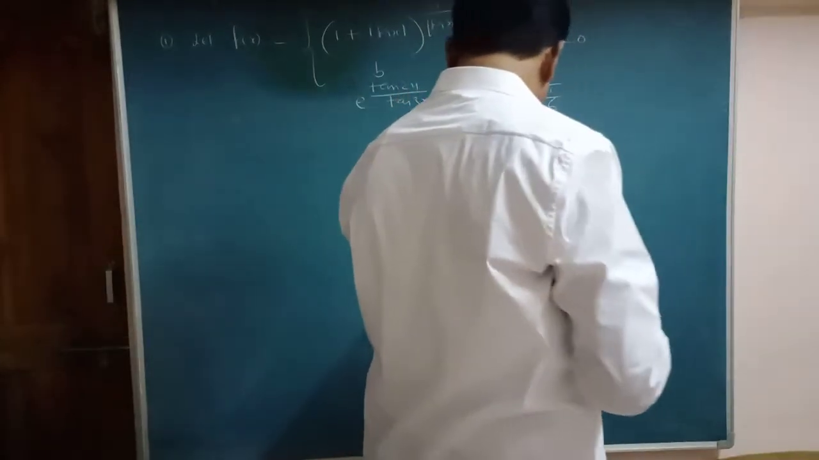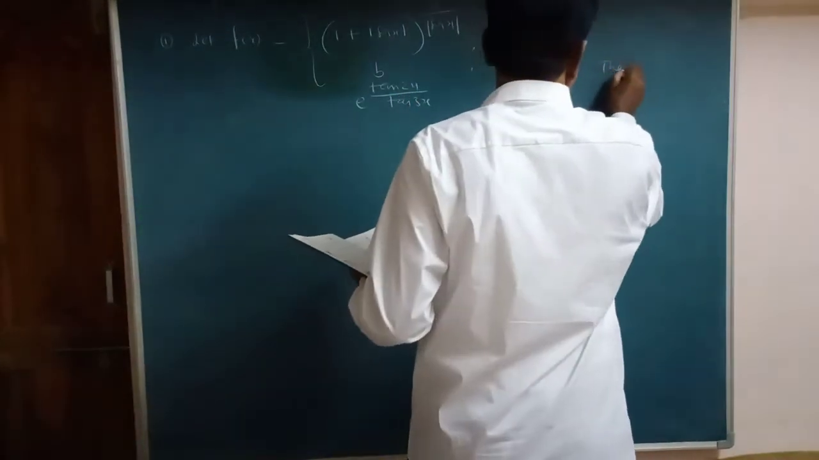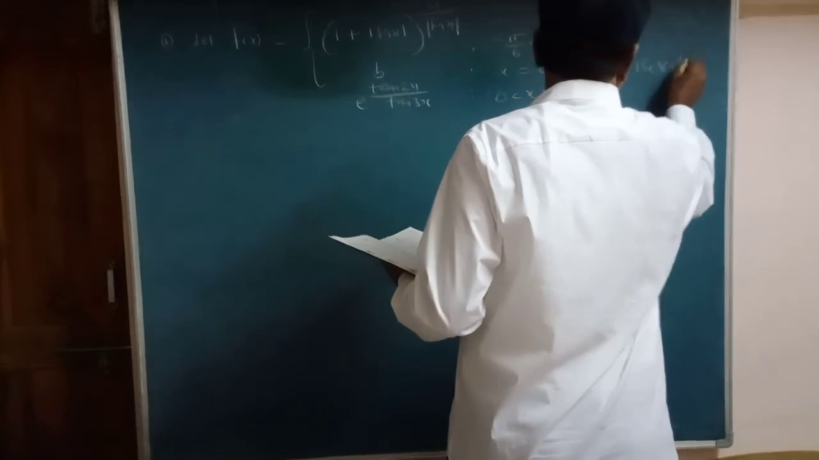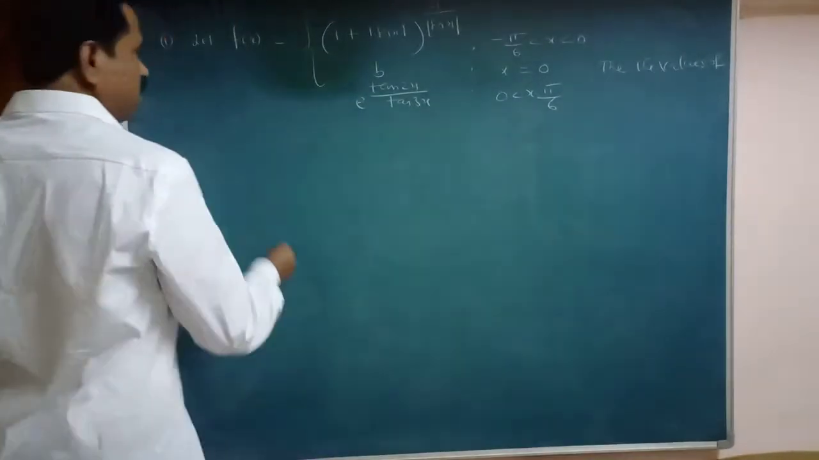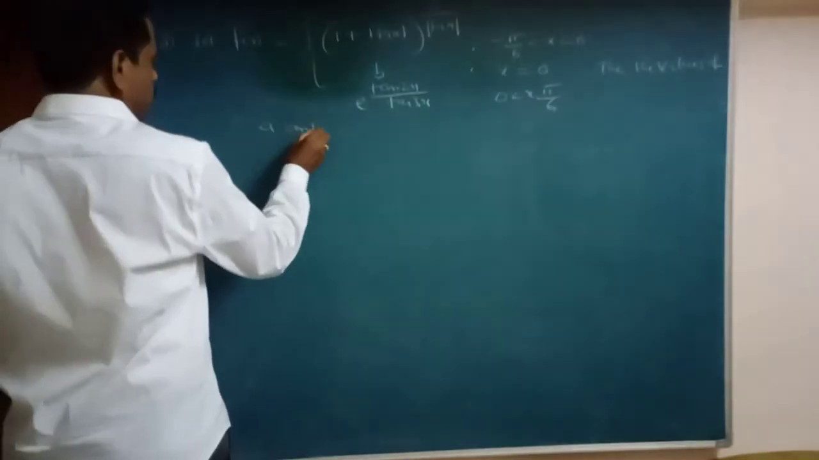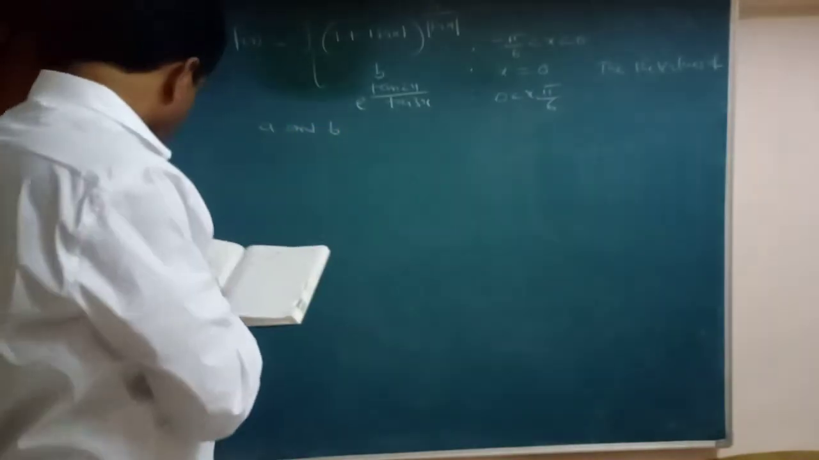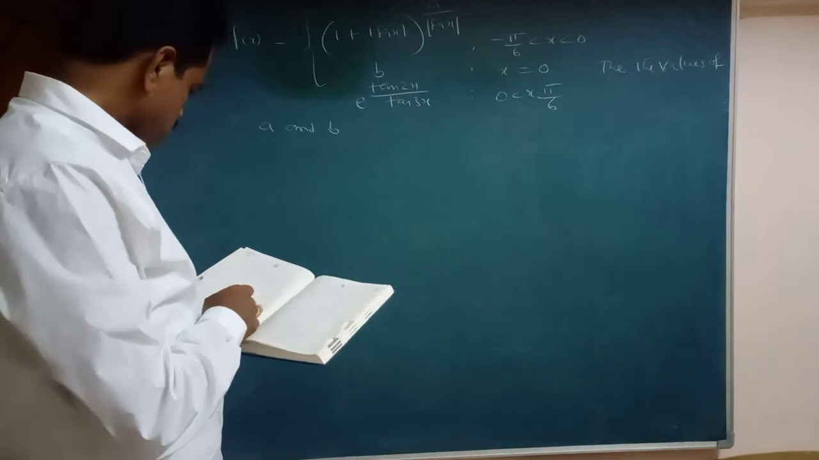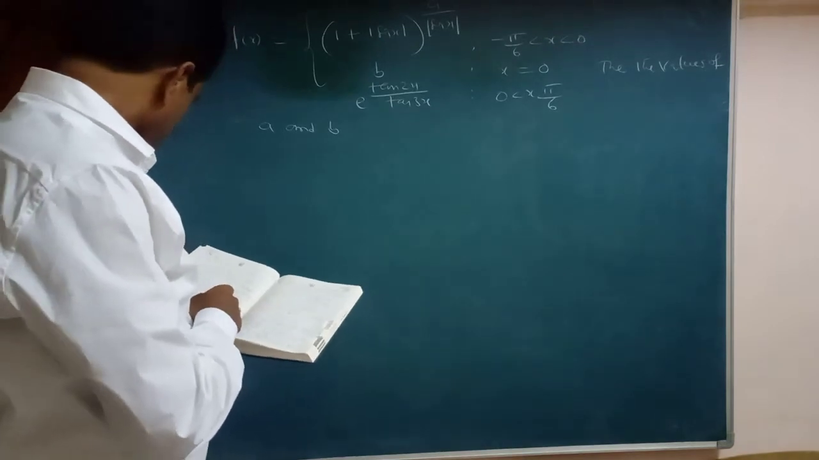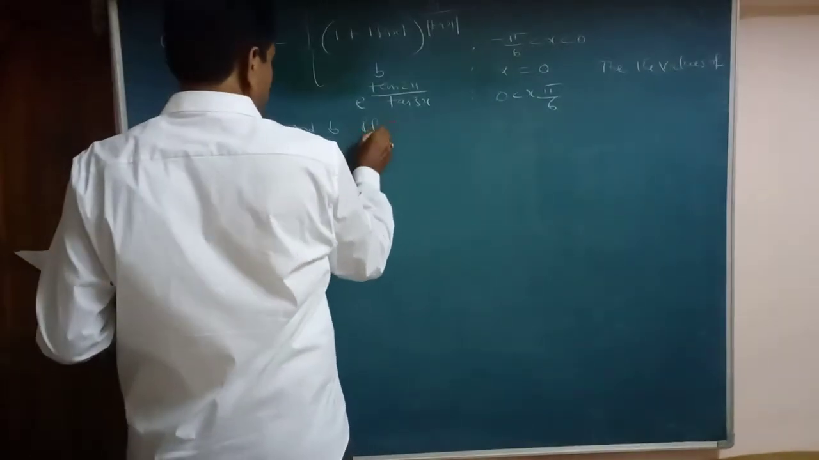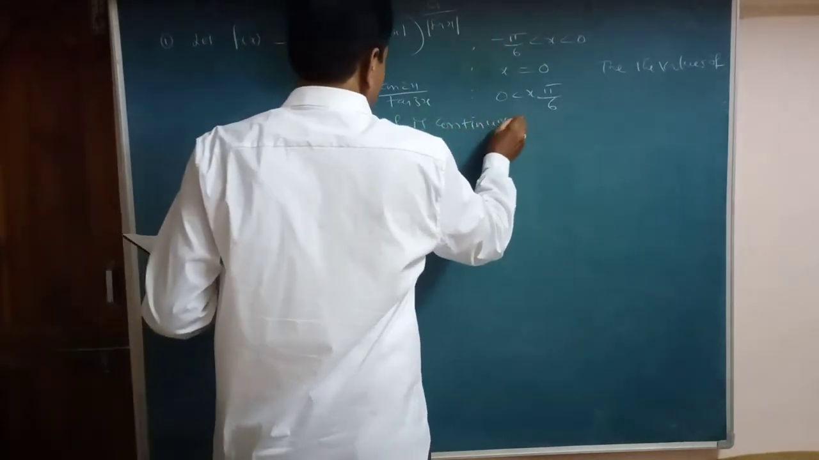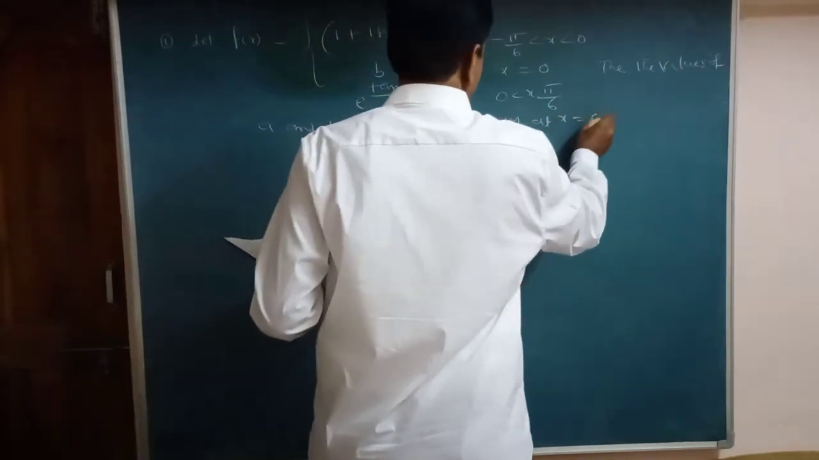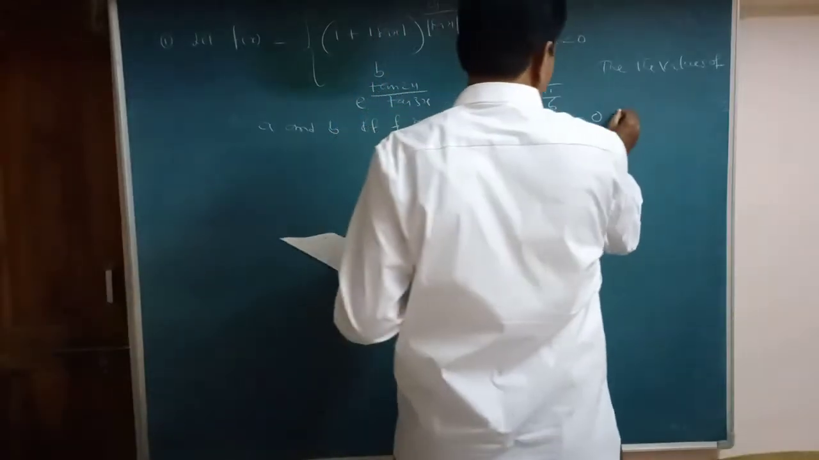Then the values of a and b, find the values of a and b respectively, if f is continuous at x equal to 0.